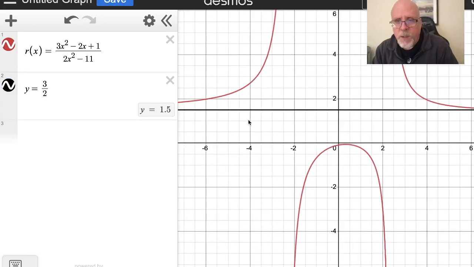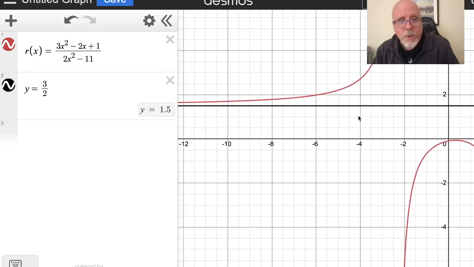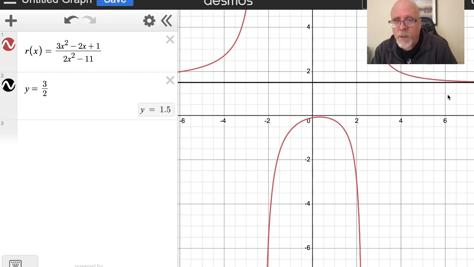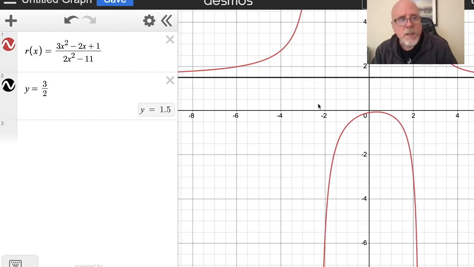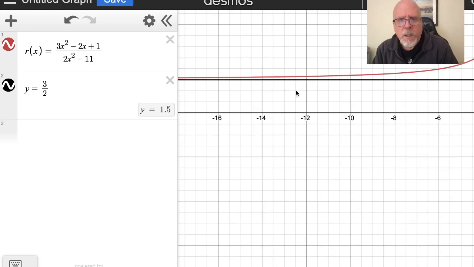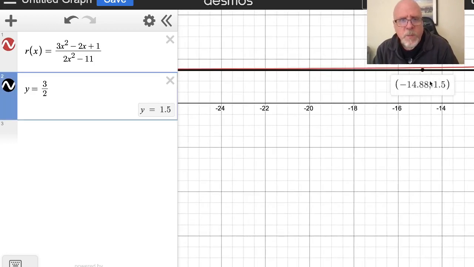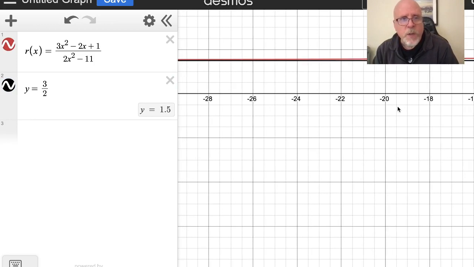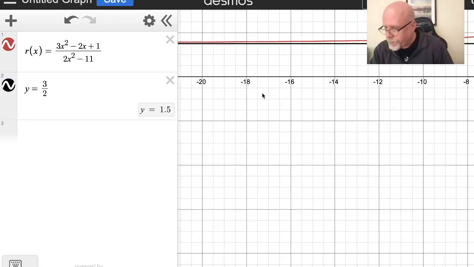When we're zoomed in fairly close, actually, you know what? This thing goes towards its asymptote rather quickly, doesn't it? I guess that's because it's got squares in it. On the other side, it's not quite as fast, but still, by the time we're out around 20 or so, it's hard to tell the red graph from the black line. Okay, so we've beaten asymptotes to death a little bit.